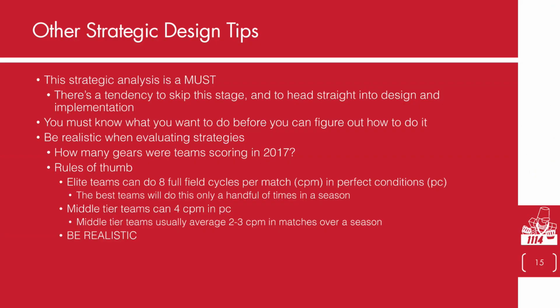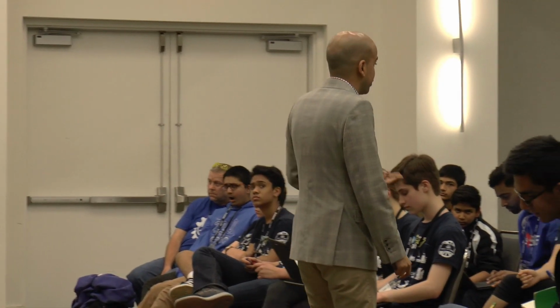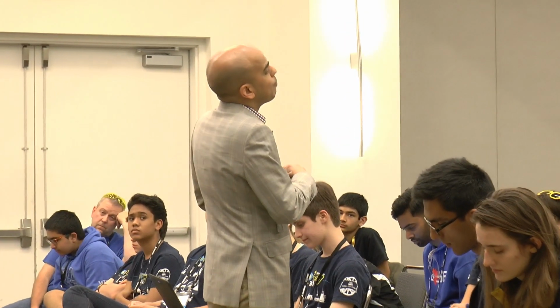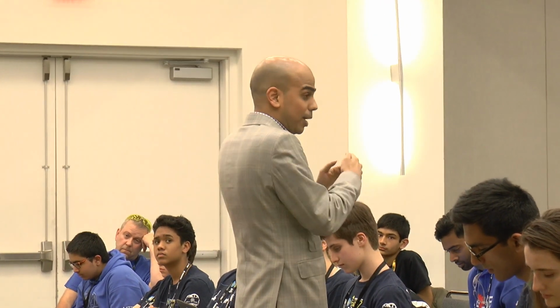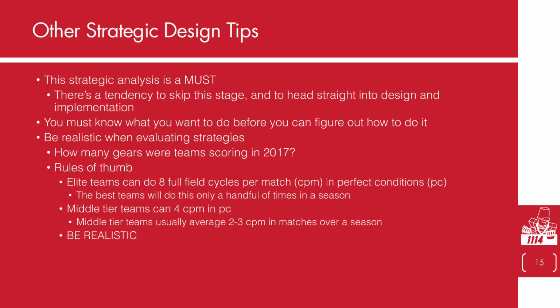It's very important to be realistic when evaluating strategies, because if you aren't realistic, if you think the average team is scoring 6 or 8 or 10 game pieces, you are going to set unrealistic goals for yourself. Because if you say, we want to be an above average team this year, you're going to try and base around that point. So I like to use rules of thumb.